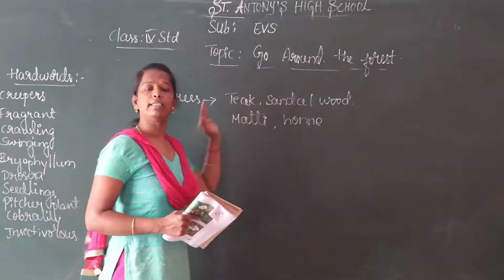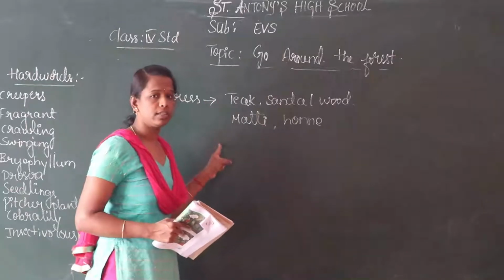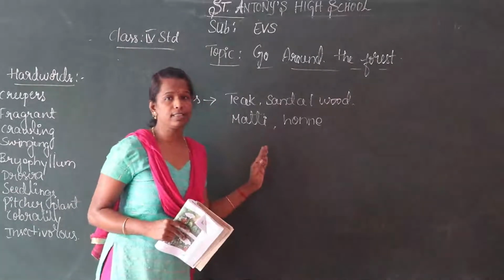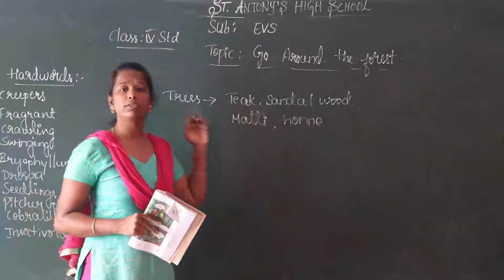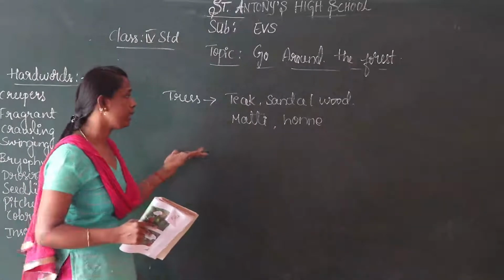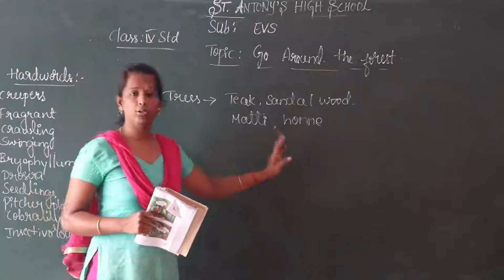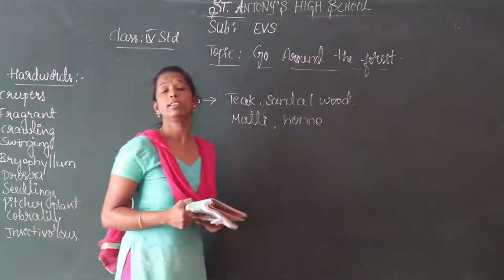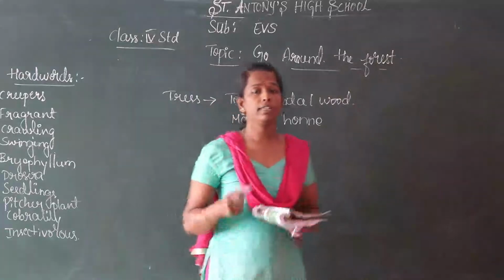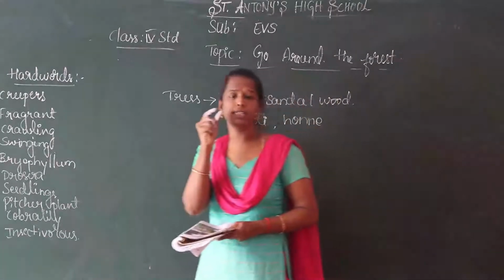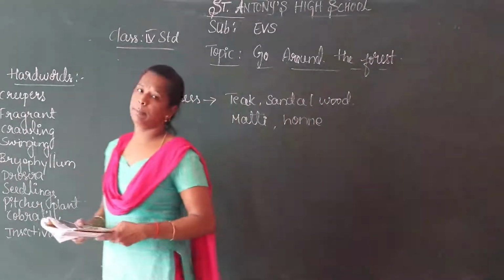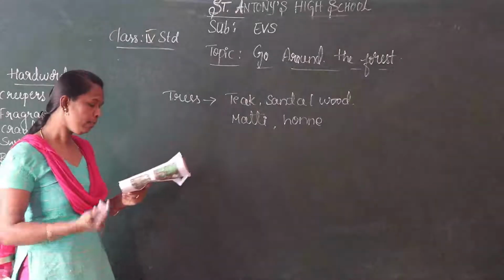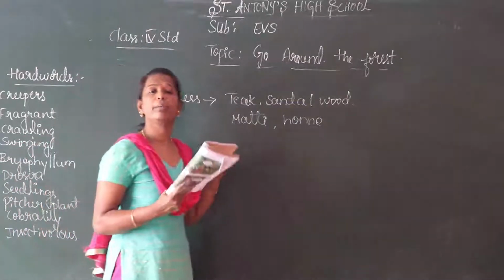Some trees are used for furniture and making buildings, and sandalwood is used in agarbattis. Honne and matti are usually used for furniture and construction of buildings. Some leaves, fruits, vegetables and seeds are used for medicinal purposes. After that, we look at the animals.